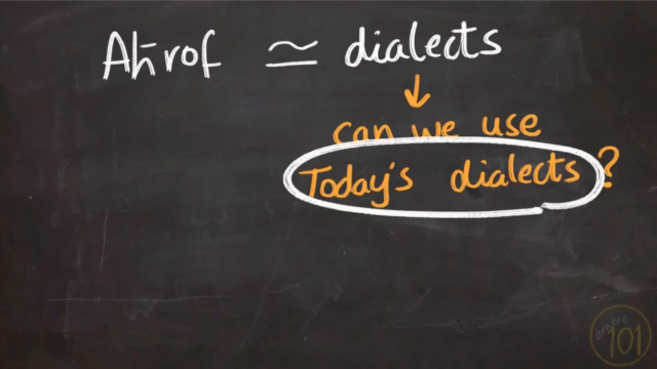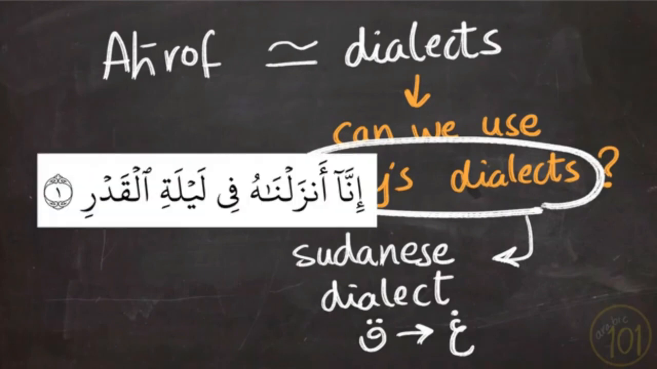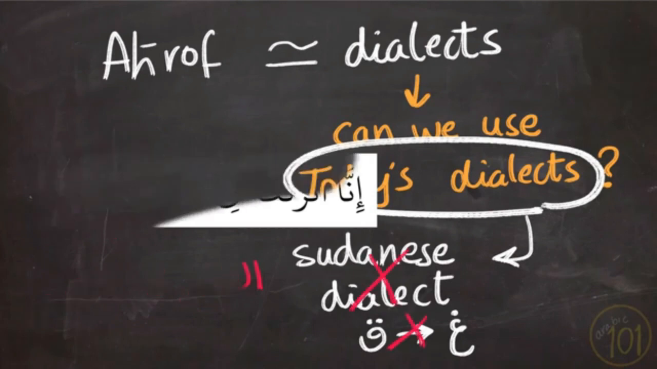But if we, for example, want to use, let's say, Sudanese dialects, and some of the dialects in Sudan turn qaf into ghain, so they would read this ayah completely differently. إِنَّا أَنزَلْنَاهُ فِي لَيْلَةِ الْغَدْرِ. And of course, the word ghadr is completely different from the original ayah, which is al-qadr. So this would change the meaning.